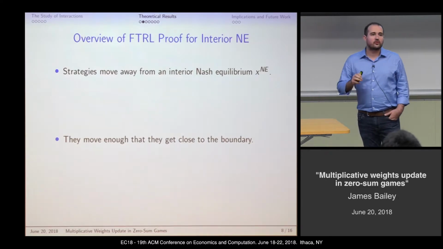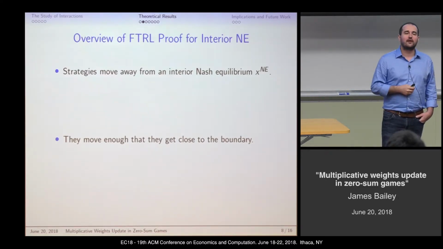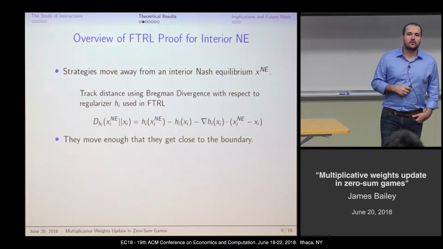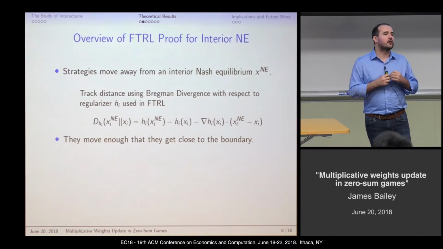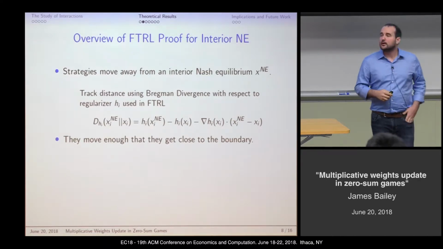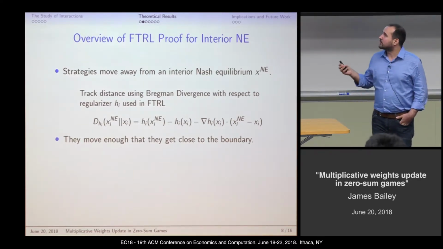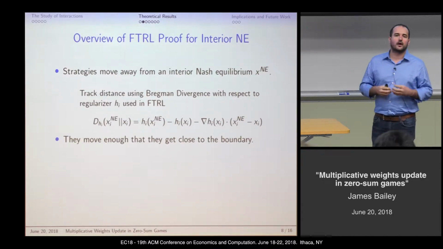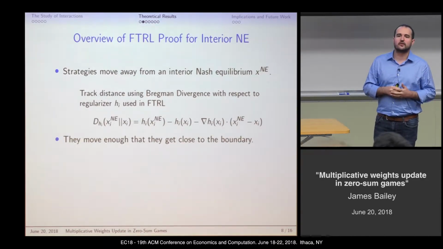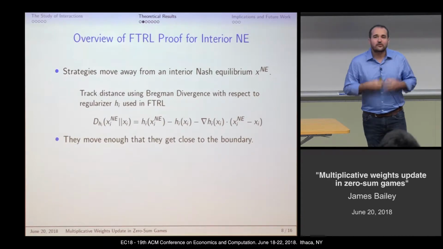In order to show this result, we're going to show the strategies move away from the Nash equilibrium. We're going to do this by examining the Bregman divergence with respect to the regularizer used in the follow-the-regularized-leader algorithm. Typically, Bregman divergence is used in regret proofs. We put an upper bound on it in order to imply that our regret doesn't get too large.